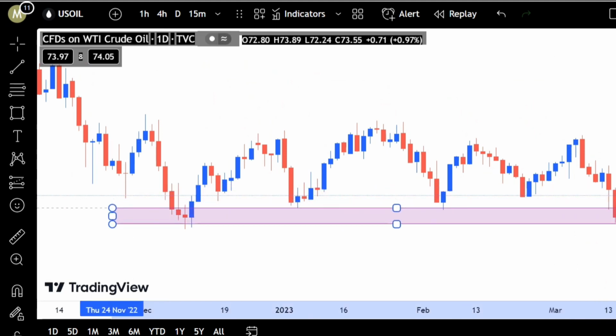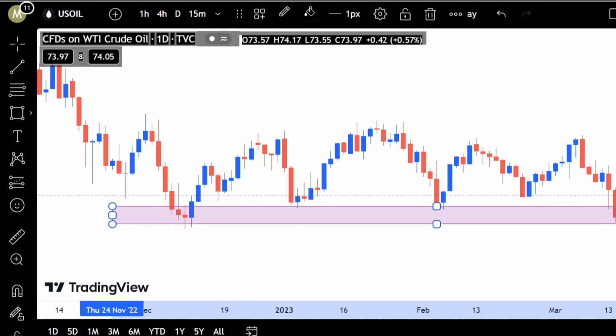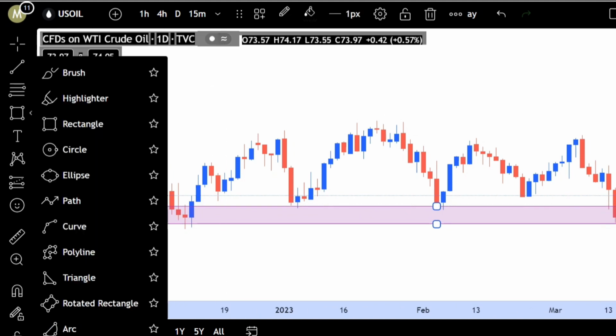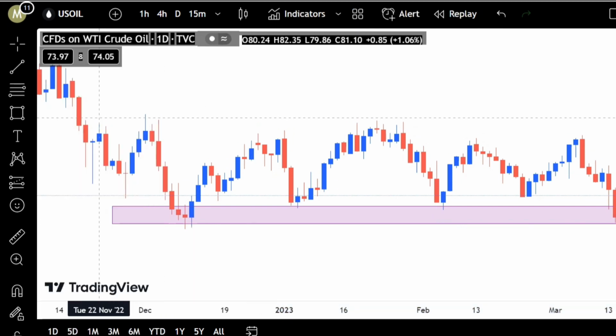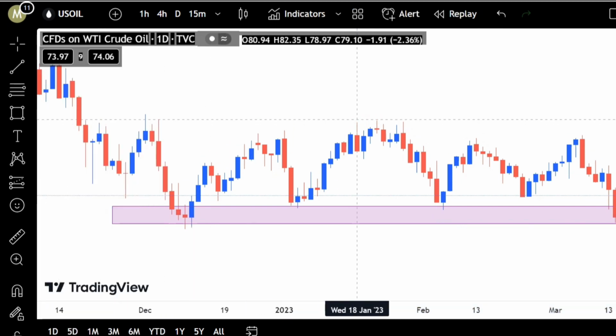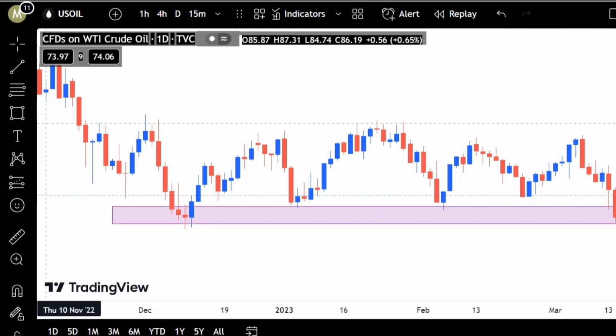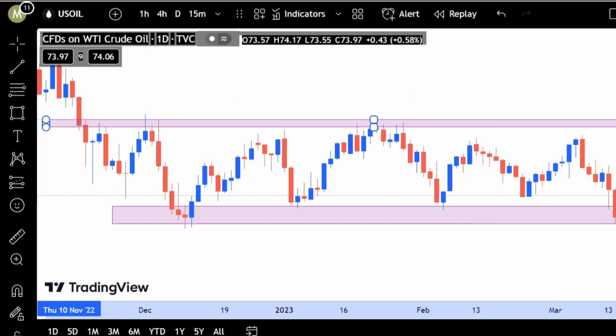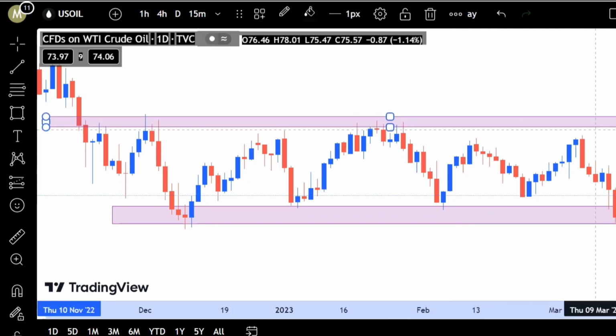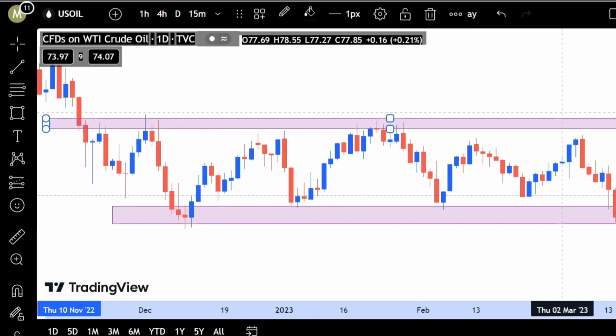just like this, as you can see. Mark out the second one in the same way. Use your rectangle just like this, and then push it in there.